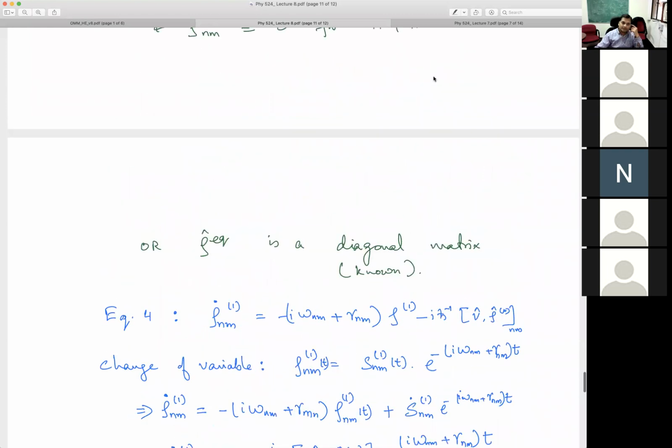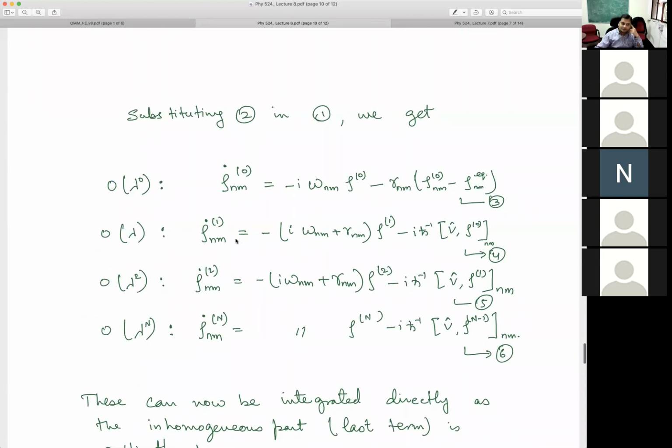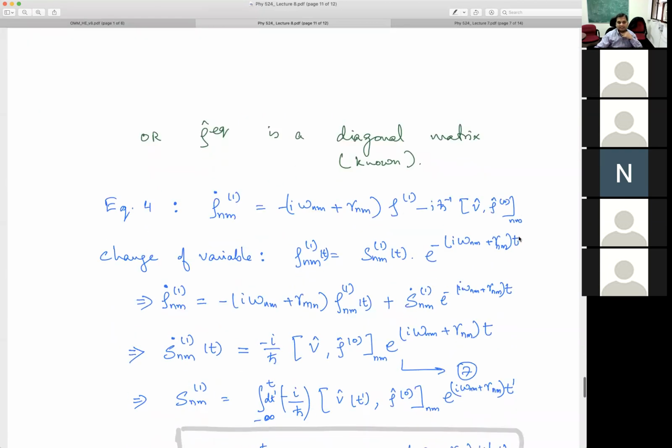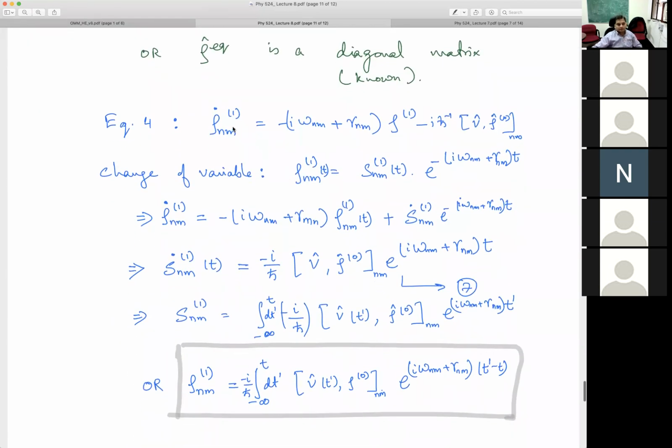Okay. So then let's go ahead and solve this equation, equation 4, the first order equation. And the solution to all orders will follow exactly the same technique. So rho nm1 is given by this equation: i omega nm plus gamma nm rho 1 minus i by h, this term with a nm here.